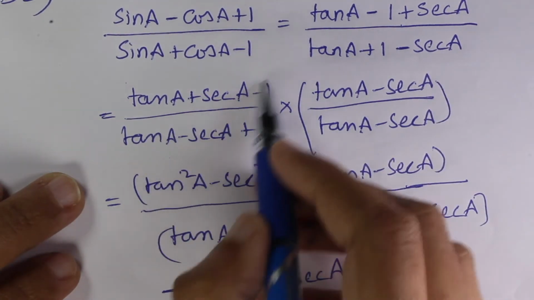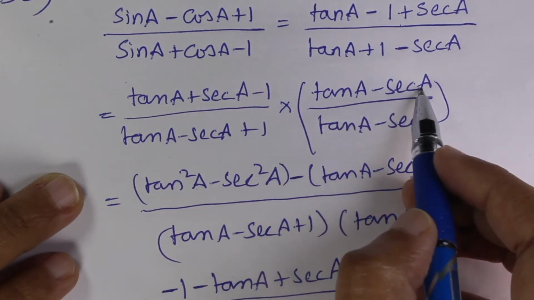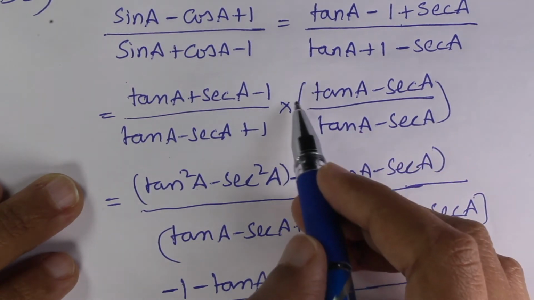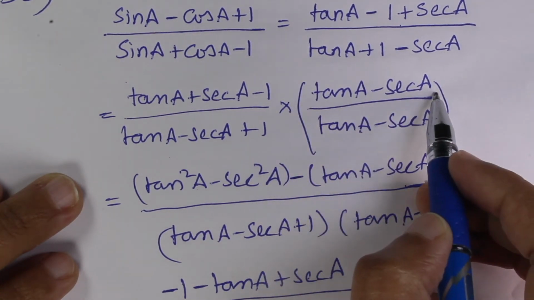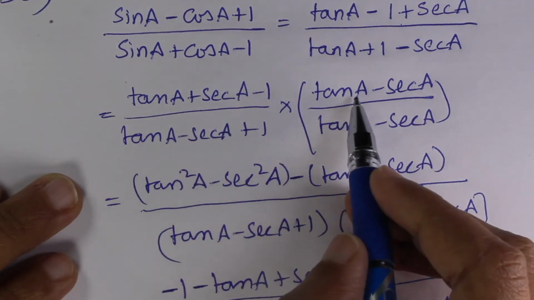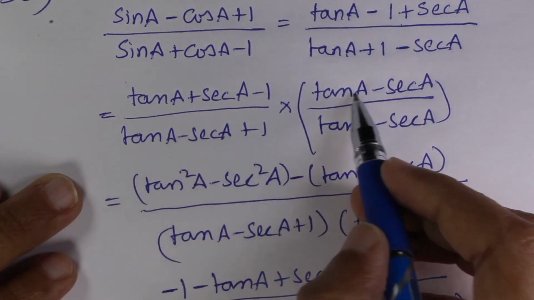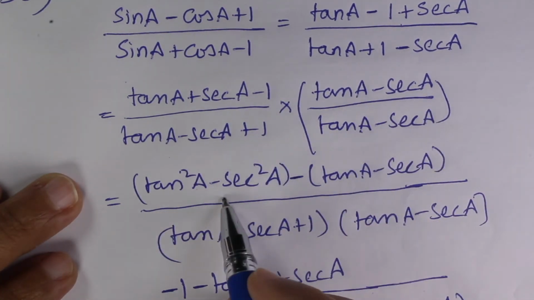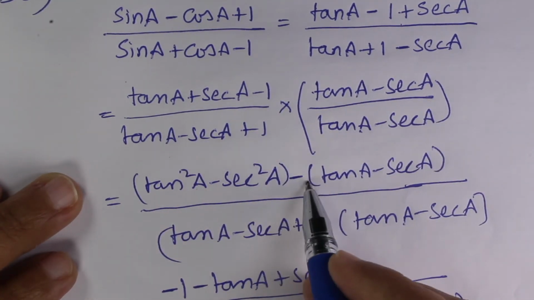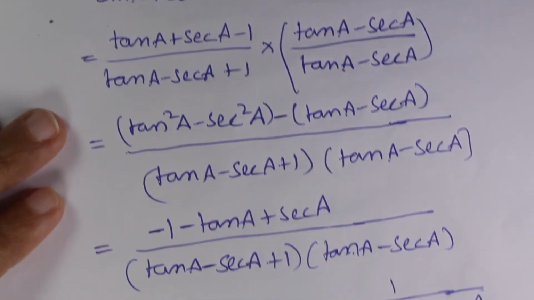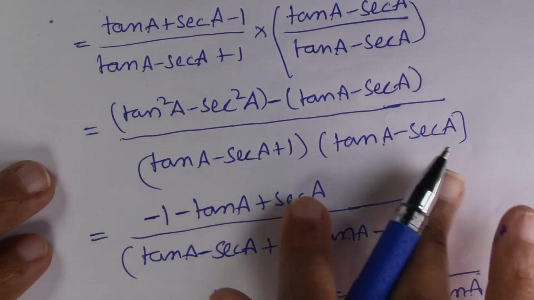Now I will multiply and divide this fraction by tan A minus secant A. So if I multiply the numerator, (tan A plus secant A) into (tan A minus secant A) becomes tan square A minus secant square A, minus (tan A minus secant A), divided by the denominator. I will keep the denominator the same.